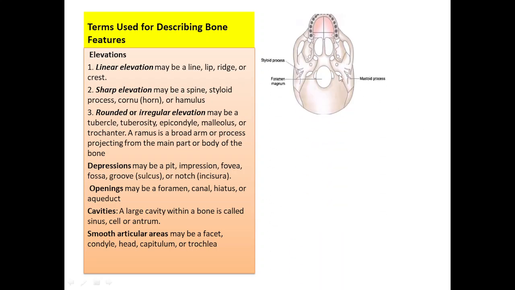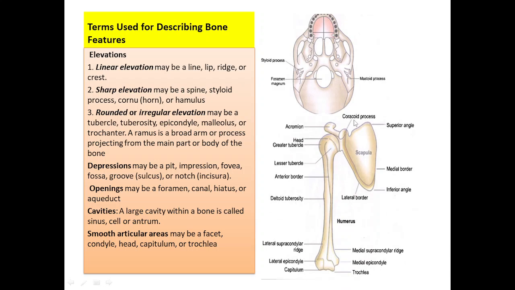This is a bone. This is a styloid process, which is a sharp elevation. This is a foramen, and this is mastoid process, which is a little rounded elevation. This is another bone, the scapula and the humerus. We have tubercle, which is a small rounded elevation, and in the femur we have tuberosity, which is a larger elevation.